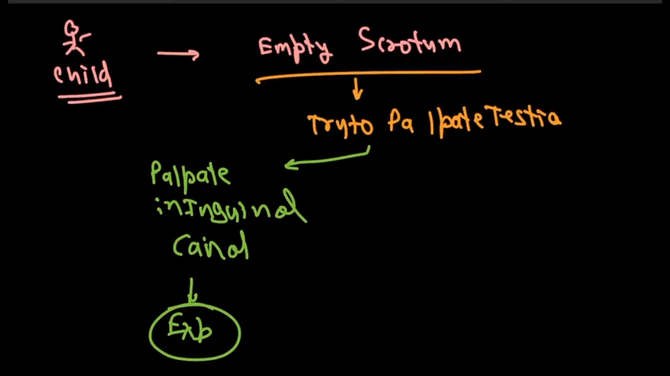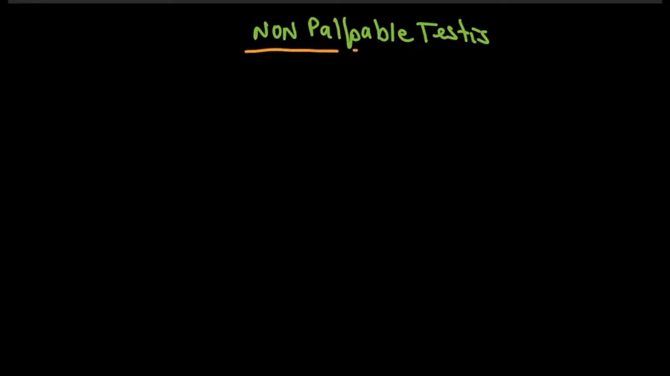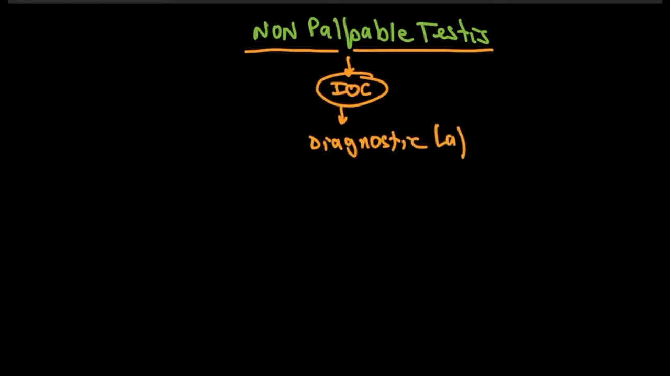But let's say it is non-palpable. If it is non-palpable, then what will you do? What I'm trying to ask you is, if there is a non-palpable testes, what is the investigation of choice? Please understand, guys, the investigation of choice for this is a diagnostic laparoscopy. You will have to go in for a diagnostic laparoscopy.